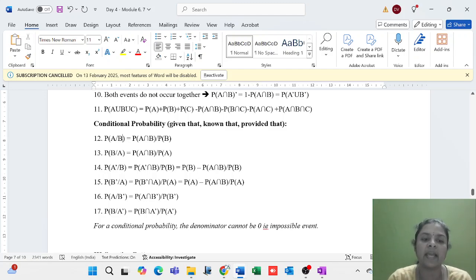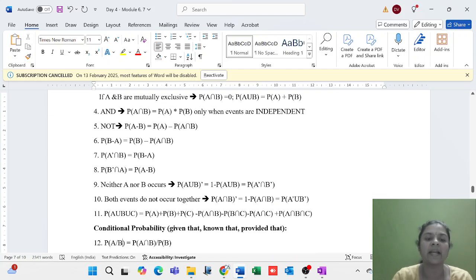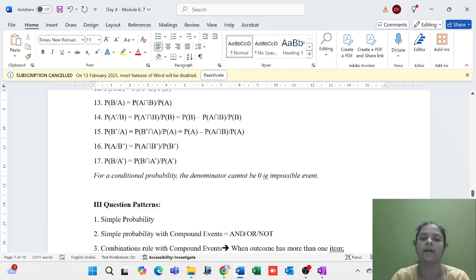So P of B by A is equal to P of A intersection B, or B intersection A, divided by P of A. P of A dash by B is P of A dash intersection B by P of B. What is A dash intersection B? We just saw it in the previous formula segment. A dash intersection B is B minus A. B minus A's formula is P of B minus P of A intersection B. So that is what we would have written here. Similarly, the formulae for P of B dash given A, and B given A dash. So it is all the same logic for the formulae.